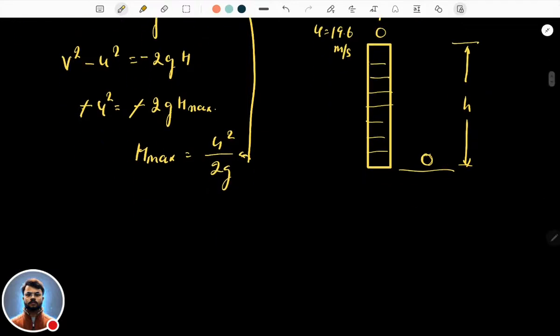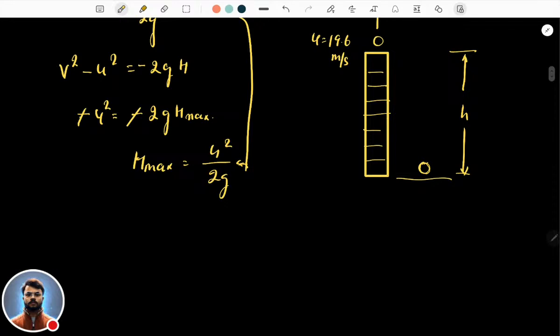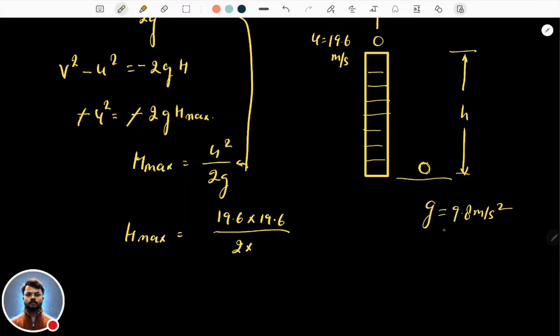Now put the value of u in this. So h max is equal to u square, where u is 19.6, that is 19.6 into 19.6 over 2 into g. g means the gravitational acceleration, and g is equal to 9.8 meters per second square. It is not given in the question, but we know the value of g is constant, that is 9.8 basically.